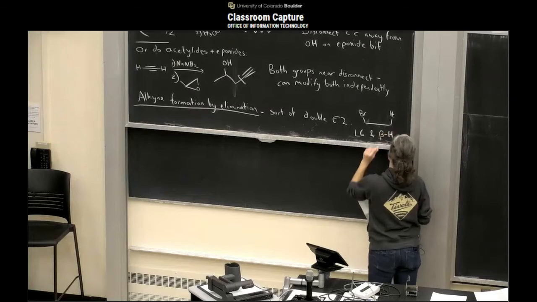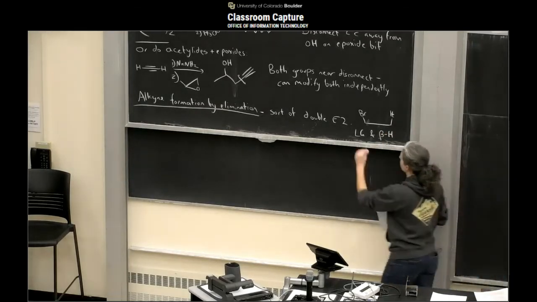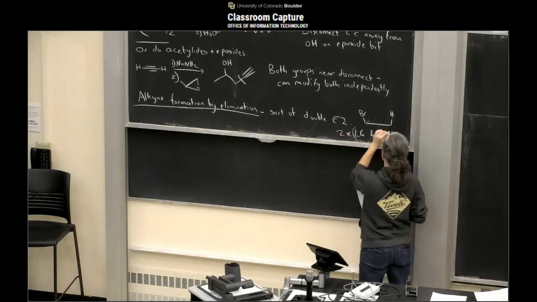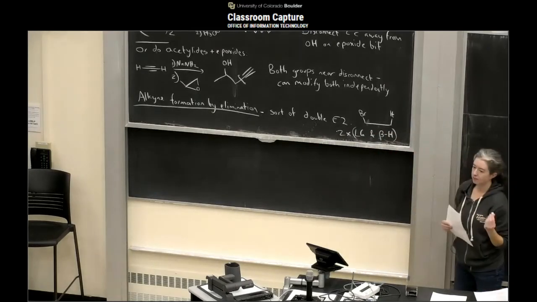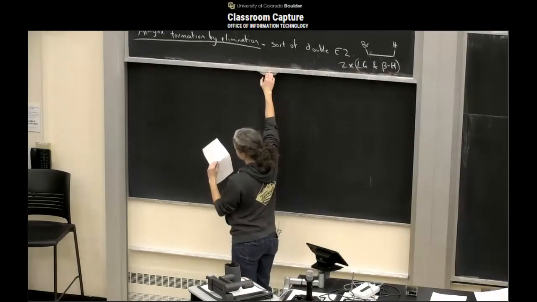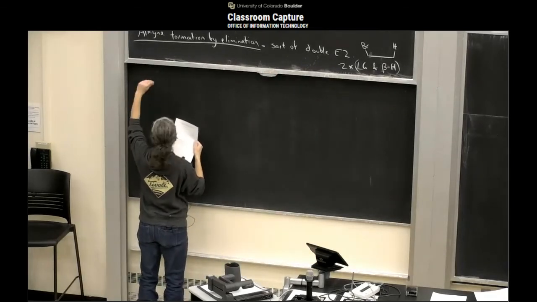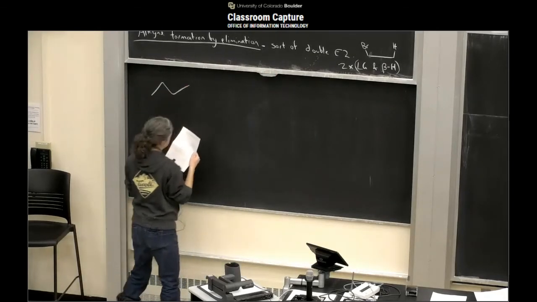So leaving group and a beta hydrogen on adjacent carbons, basically. But we need two of this setup for E2 to happen twice. So we've actually got a couple different options of how to set that up. One way is to have, say we've got a molecule like this.